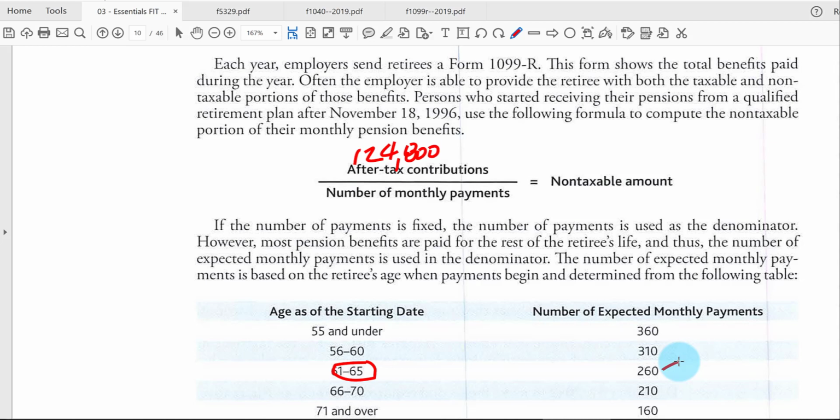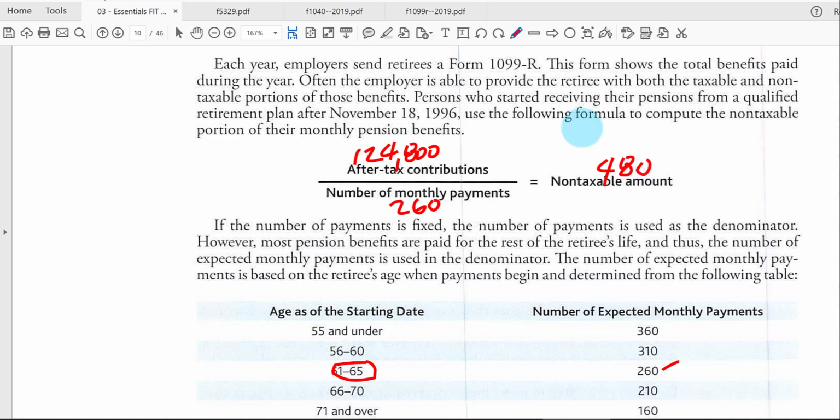Of course, this is just an estimate. He could live less than 260 months or more than 260. But just to keep it simple, we're just using this table. So we put that in the denominator. When you divide it out, your answer comes out to $480. That's going to be non-taxable for each month that he collects his pension.